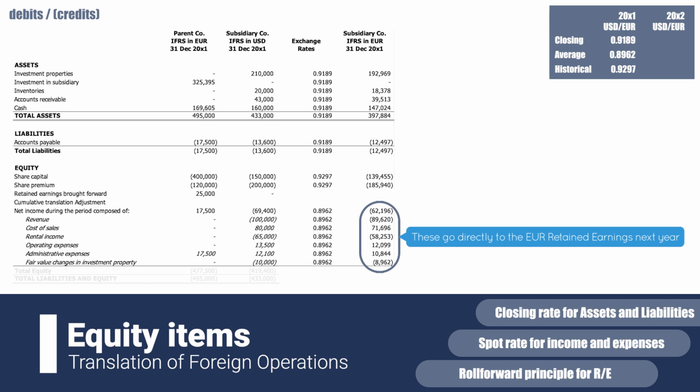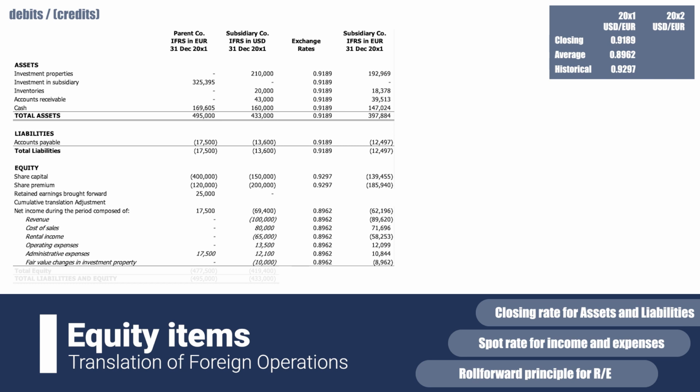This ensures that we maintain the integrity of the previously audited retained earnings from the previous year. In this example, we note that there are no retained earnings yet, so there is nothing to roll forward. But we will follow a second year example later showing this concept. How about the other equity items?